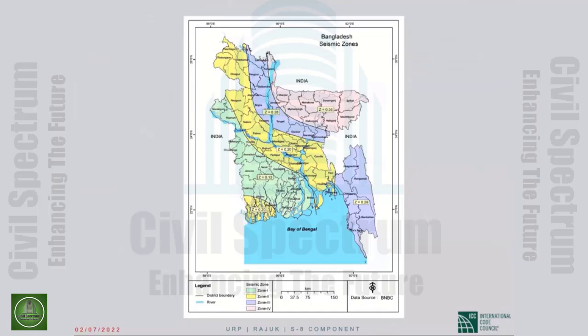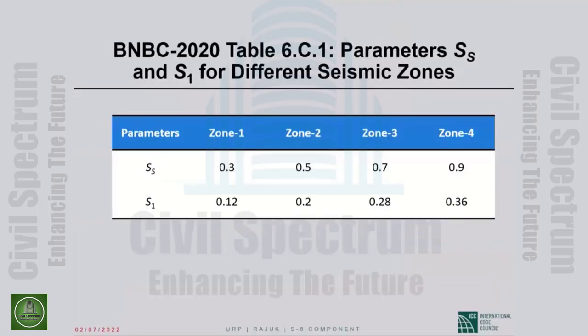Okay, the zone map you have seen. The zone map gives you the Z values. There is a table to go with the map that for every significant community in Bangladesh will give you the Z value. We'll come back to that.